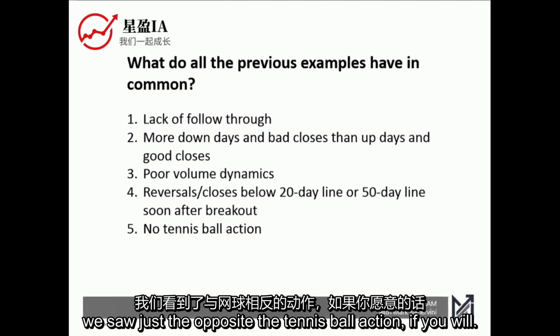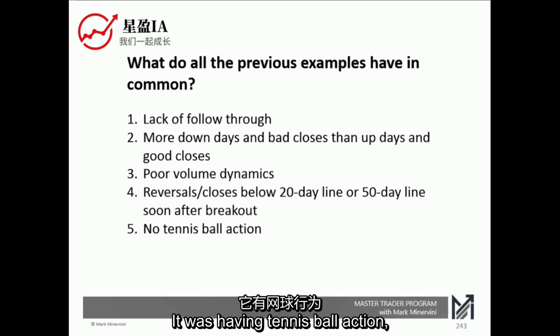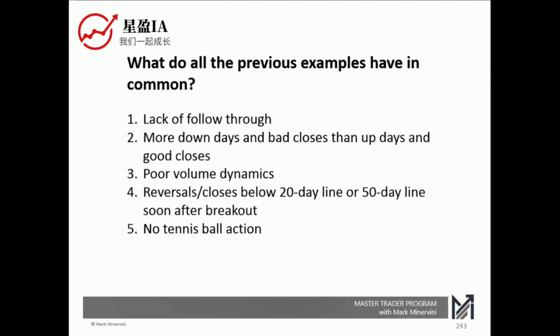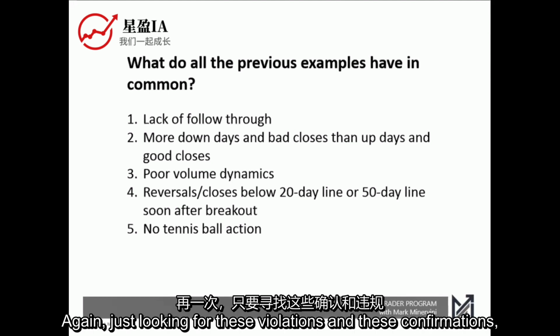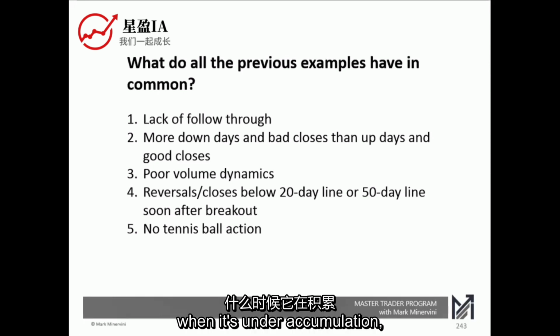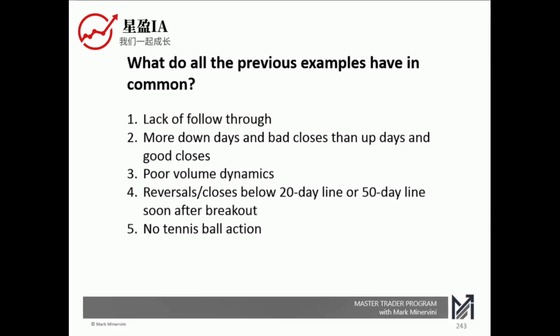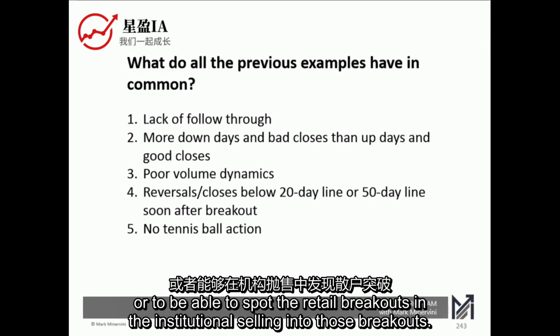In some of these cases, we saw just the opposite. The tennis ball action, if you will, was like we flipped the chart upside down, and it was having tennis ball action, but to the downside, right? So just looking for these violations and these confirmations is going to start to have you understand when a stock is acting normal, when it's not, when it's under accumulation and when it's under distribution, and when there's institutional money in there versus retail, or maybe to be able to spot the retail breakouts and the institutional selling into those breakouts.